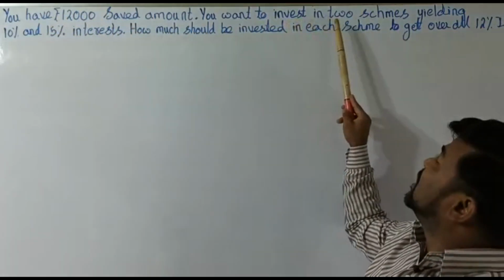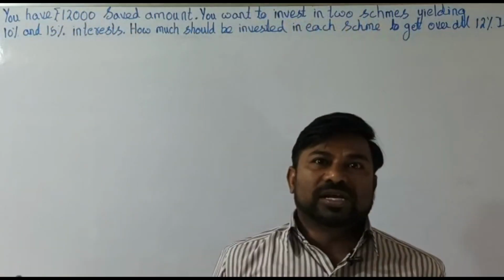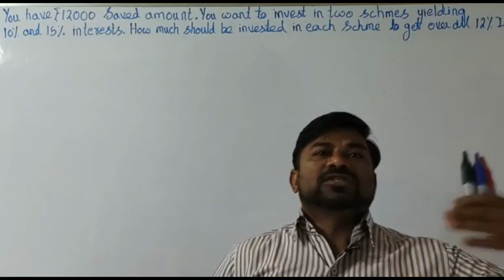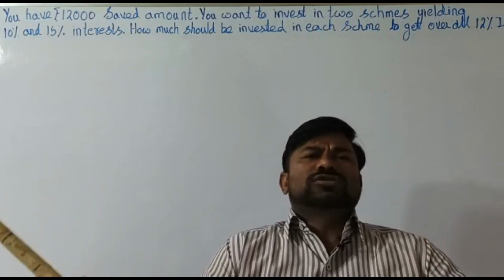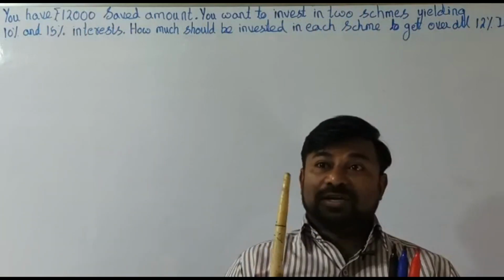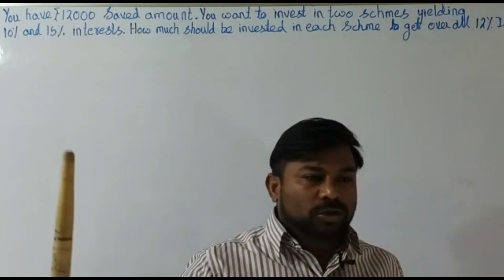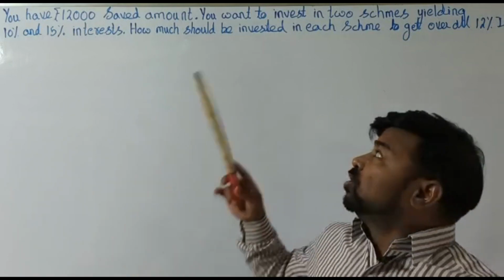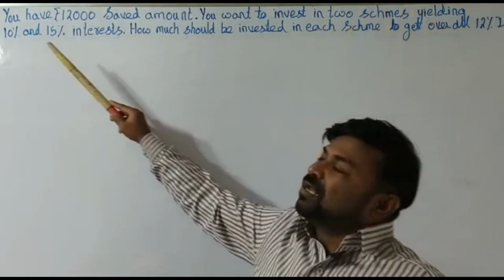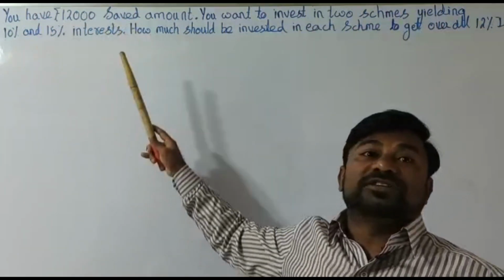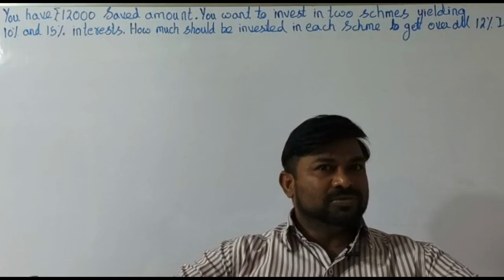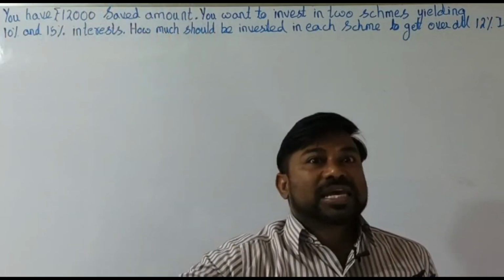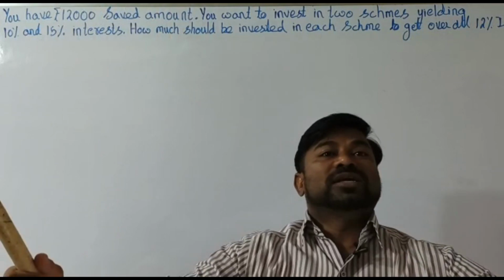You want to invest in two schemes. Generally, we'll be having different schemes, and we'll be getting this much of interest from one, and this much of interest from the other. There are two schemes in the bank. You have 12,000 rupees with you, and you want to invest in two of the schemes in the bank, yielding 10% and 15% interest. You want to invest some amount in scheme 1 and something in scheme 2.